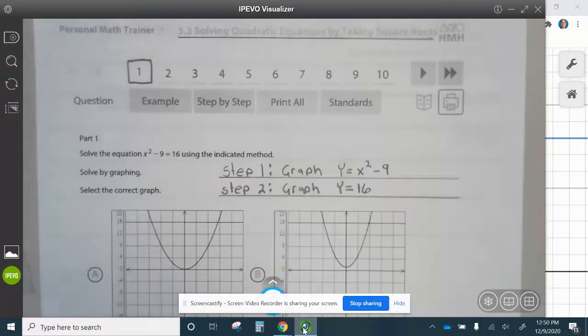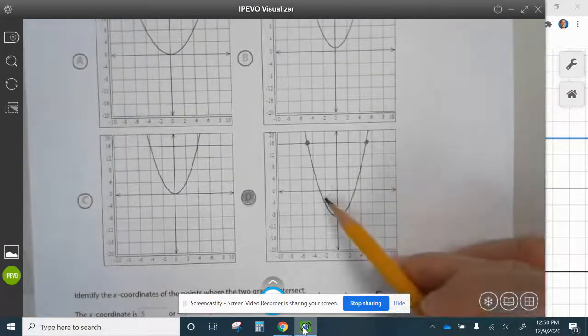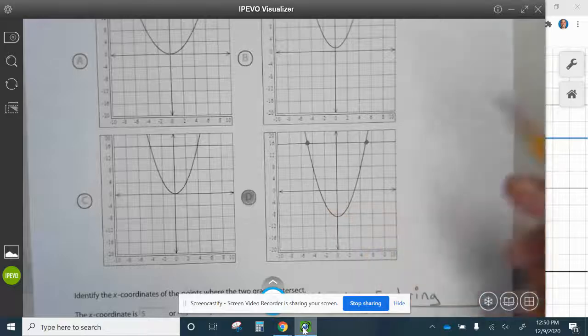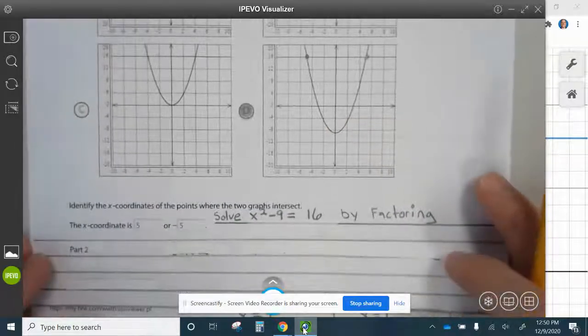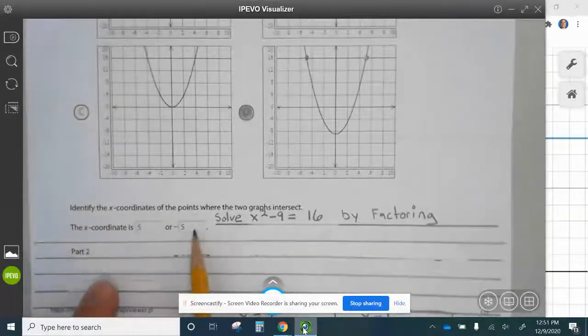Okay, so first off, you can see that this graph matches. Okay, that should be pretty simple. And then identify the coordinates of the point where the two graphs intersect. The coordinates are 5 and negative 5.